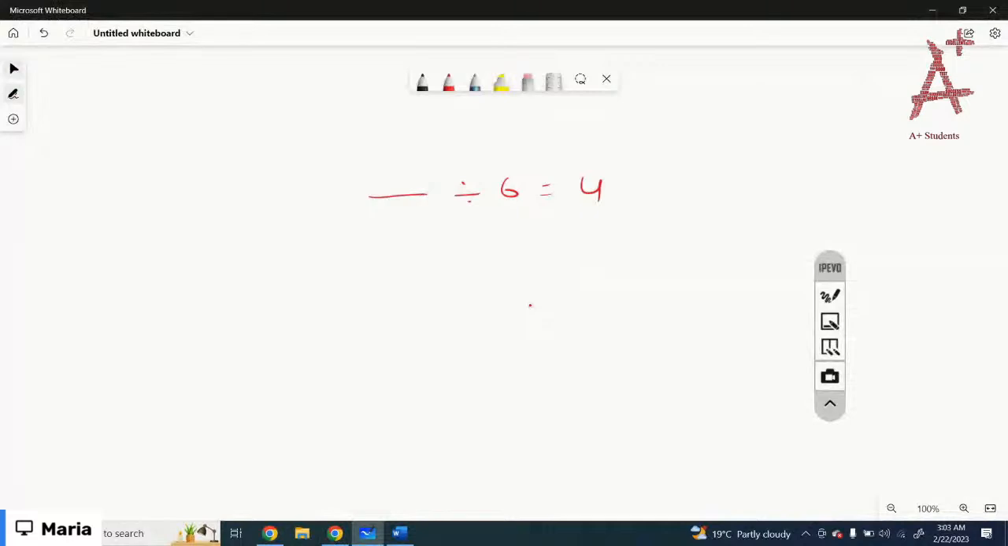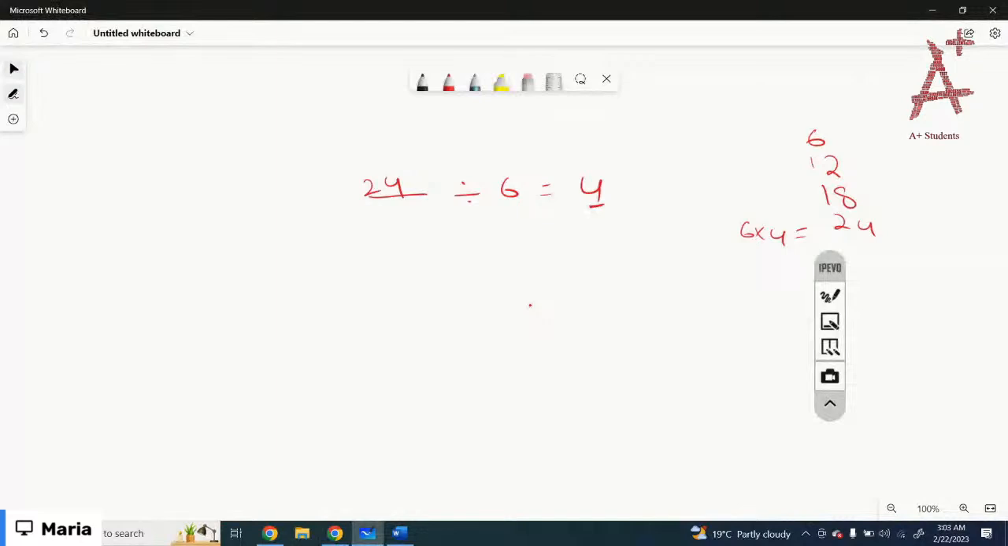Got it? If you are perfect with the tables, you can find it easily. You have to find which number divided by 6 equals 4. You can calculate from the table of 6. 6 times 1 is 6, 2 is 12, 3 is 18, 4 is 24. That means it would be 24. So 24 divided by 6 equals 4 because 6 times 4 is 24.